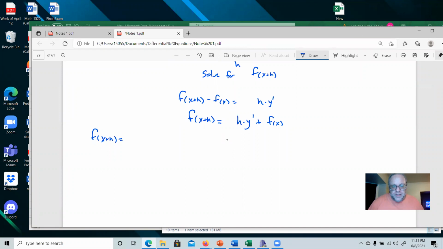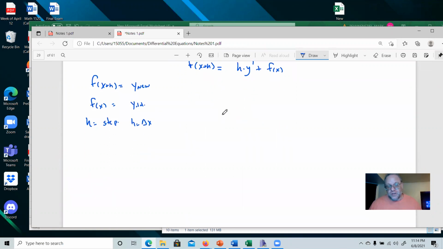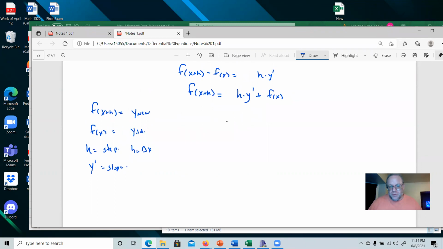Okay, we were going to say this is going to be my new y value, right? Because we took our x and added a little h to it. Our f of x, that's our old y value. Our h, that's our step value. Back in the day, h used to be delta x, but we're just going to call it our step value. And y prime is our slope, just like you'd expect.